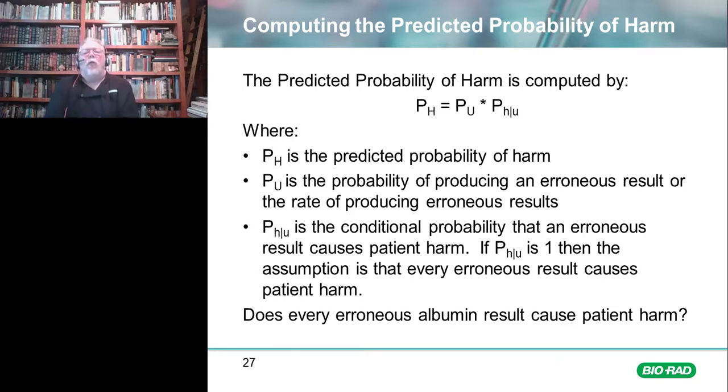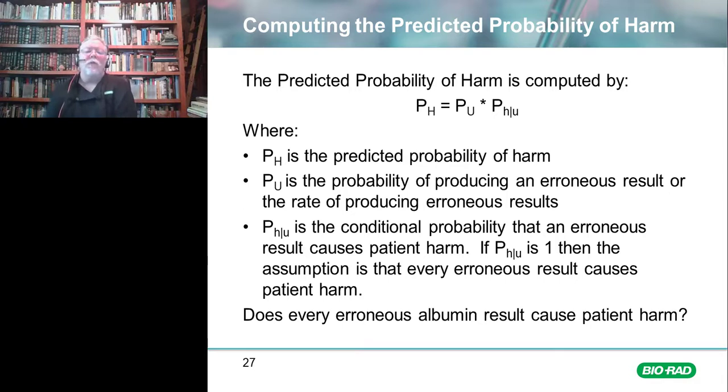So we've talked about a way to compute our predicted probability of producing erroneous results. But what we really care about is what is our predicted probability of harm caused from erroneous results. Now the conservative approach would be to simply say that every erroneous result can harm a patient. But that's probably not true for the most part, for most analytes. So for instance, it's very likely that every erroneous albumin result does not cause patient harm.